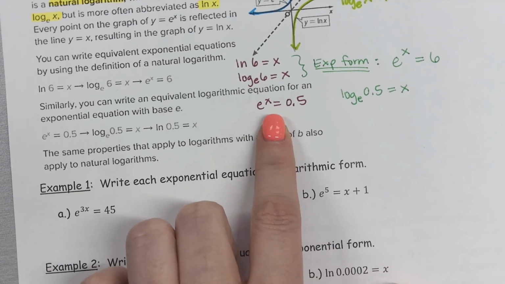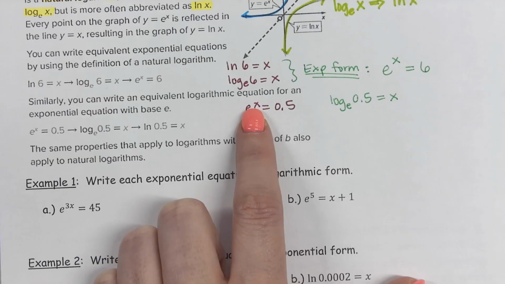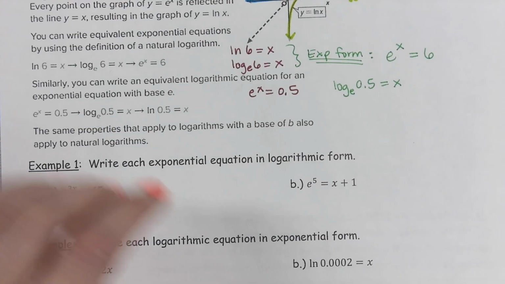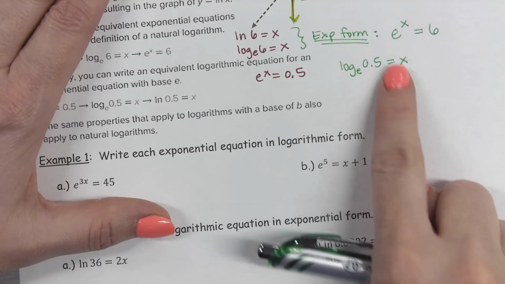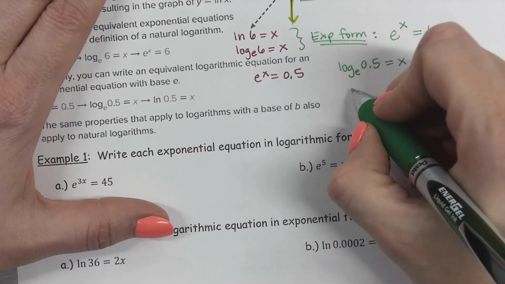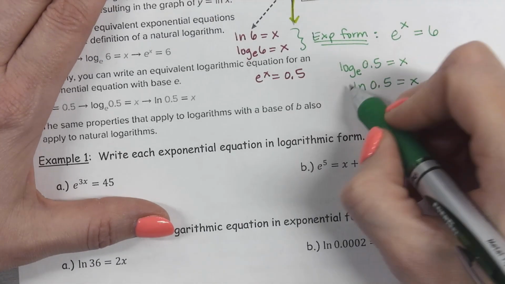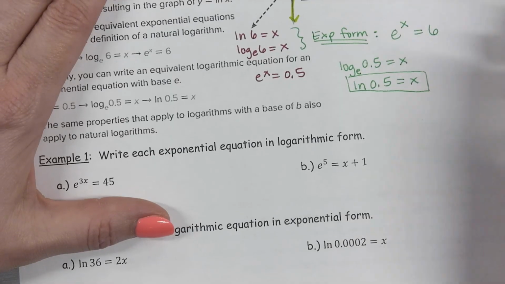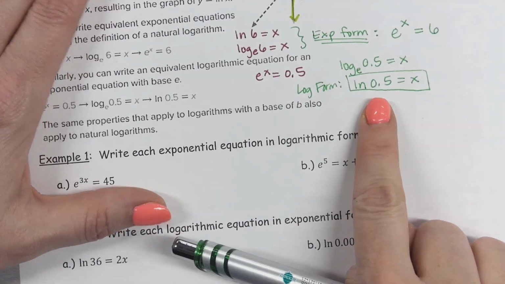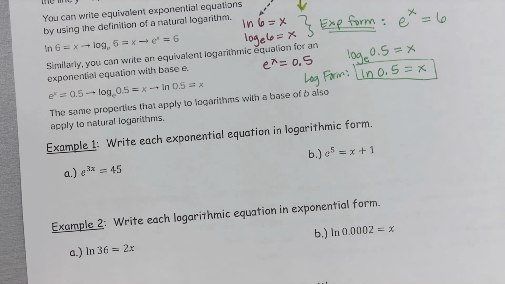When you're going from exponential to log, one thing I always tell myself to help me remember is that it's going to equal the exponent. So if x is the exponent, it's going to be equal to x. Again, we are not going to write the natural log like this. We're going to simplify it. So it's going to be the natural log of 0.5 equals x. So that is going to be your log form. In log form, we're going to write the natural log of a half is equal to x.